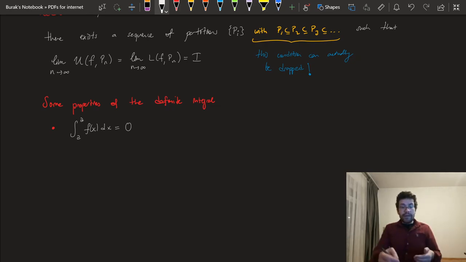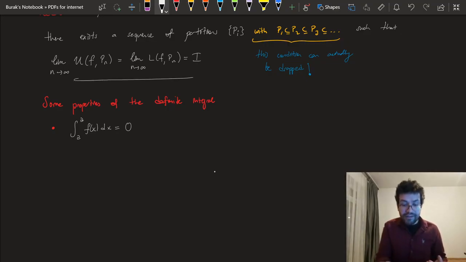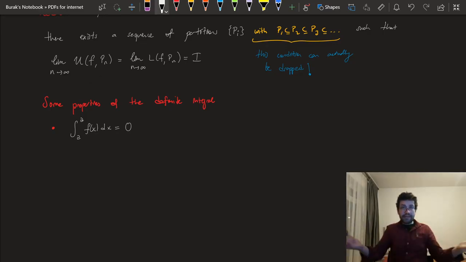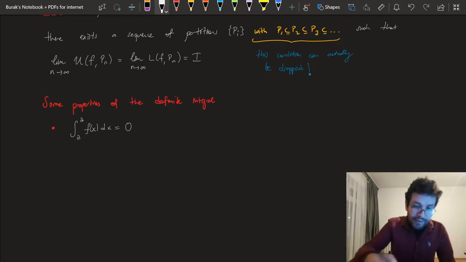For this reason, if you try to integrate any function from a to a, the upper Riemann sums and lower Riemann sums will be just 0. And so there are limits, like you can find a sequence of partitions such that this happens. Okay, you use the same partition over and over again. This is 0, this is 0, the limit of a bunch of zeros is 0, so the integral is 0. So you get that.